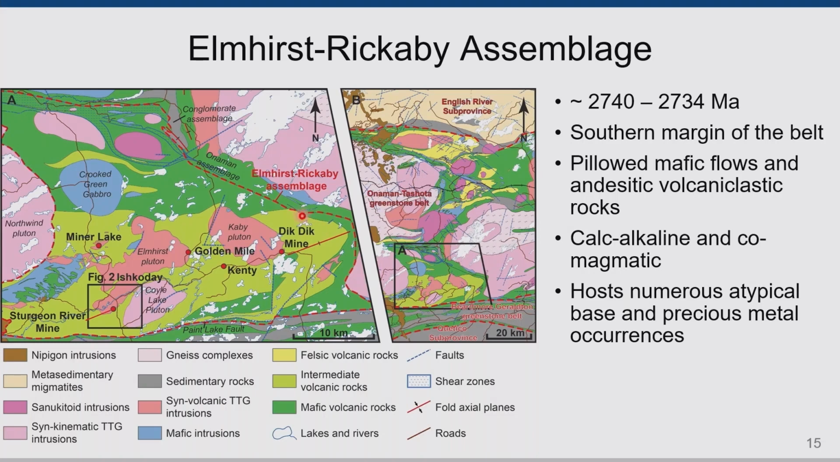And the last and probably most important thing from my perspective is that this area hosts a whole series of base and precious metal occurrences, and I call them atypical here. What I'm really just trying to say is that they're not regular VMS, and hopefully I'll be able to show you that. So this is the interpreted stratigraphy in a simplified diagram.